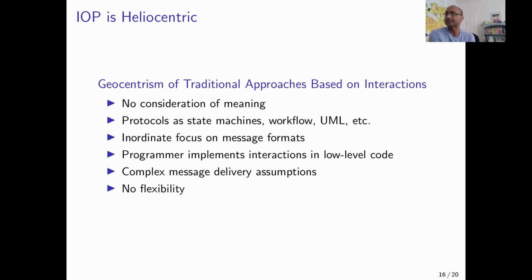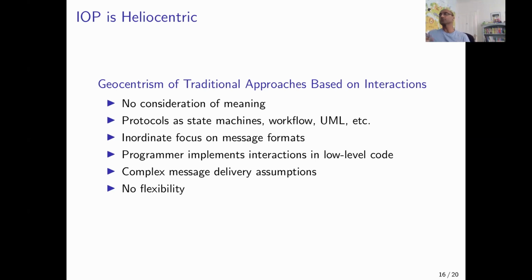the flow of interactions somehow, but there'll be an inordinate focus on message formats. There'll be tons and tons of message formats. You need message formats, but I think the focus is mostly on that. They think that is the protocol. And programmers have to implement the interactions in very low-level code, handle all possible message orders. To avoid that, they make complex message delivery assumptions. So they'll assume FIFO delivery of messages or something like that, or even more complex, causal delivery and so on. And in general, there is no flexibility in these approaches.